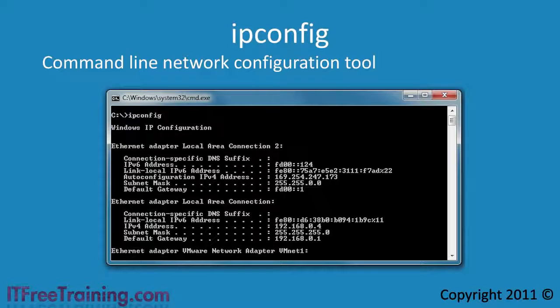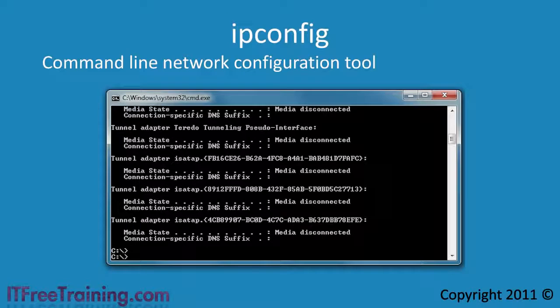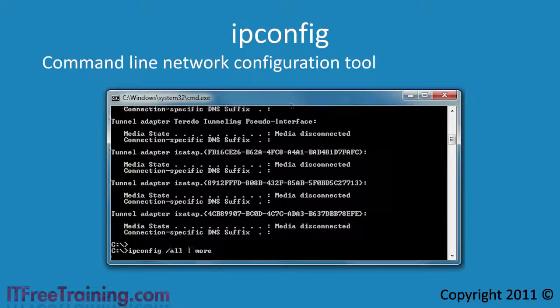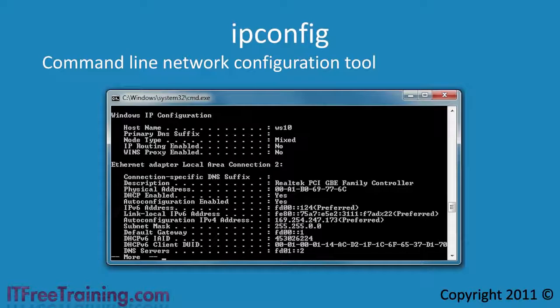This will give you basic information such as the IP address or addresses for these network cards and their subnet mask and gateway addresses. If you need to get more information about your network cards, you can add the /all switch. I'm also going to add the | more argument. This will pause the display after a screen full of information is displayed.